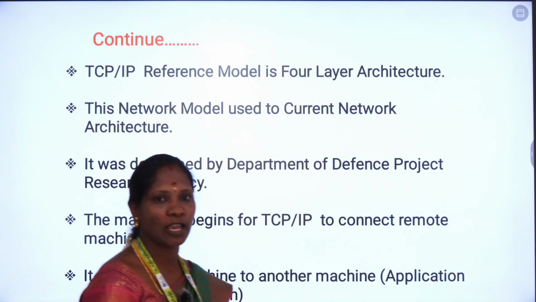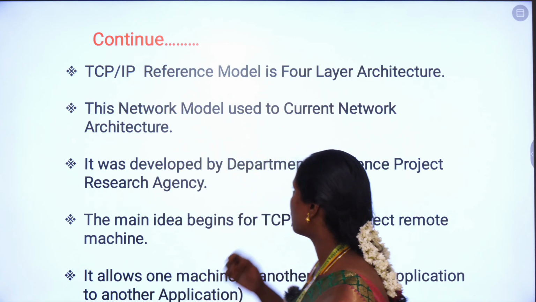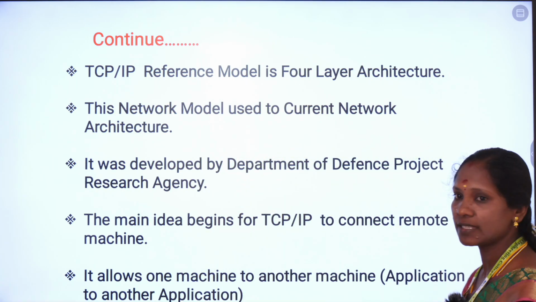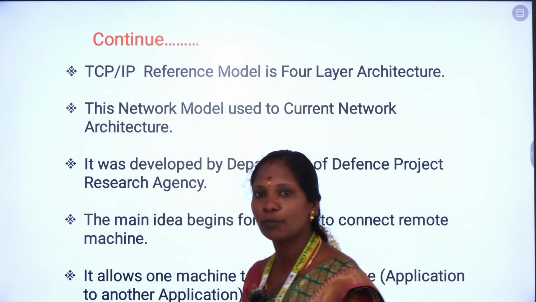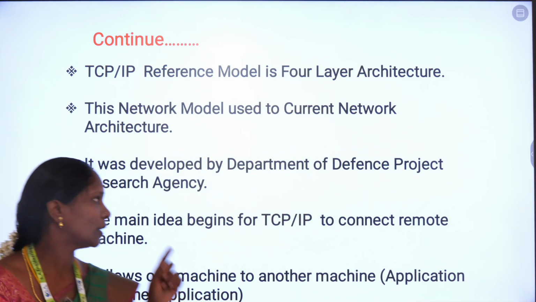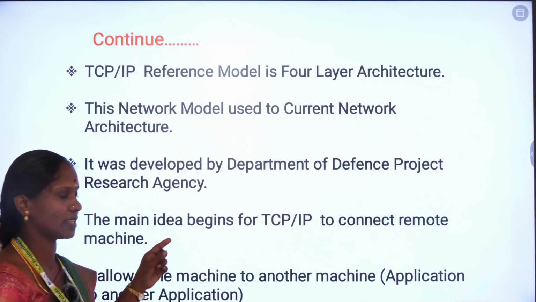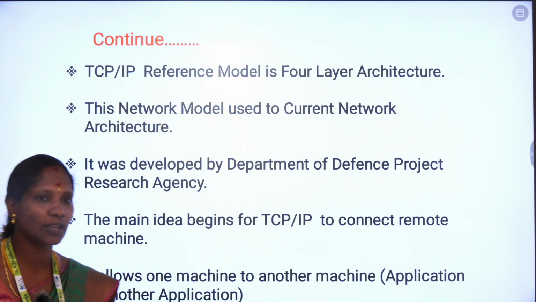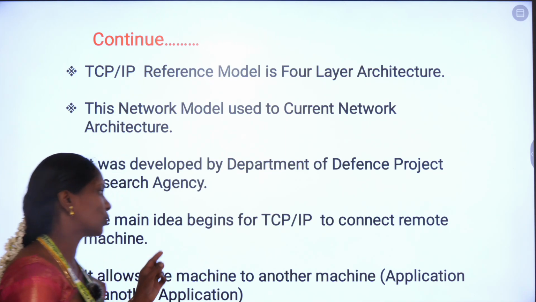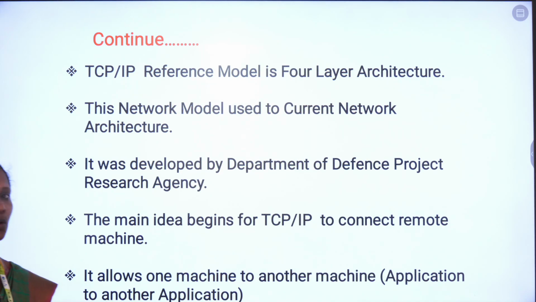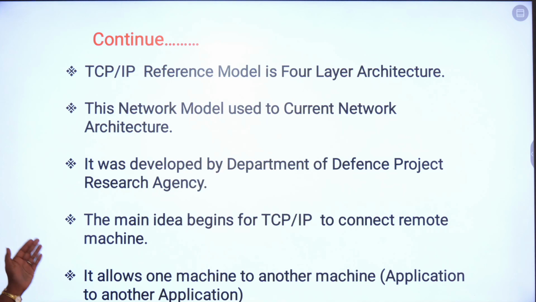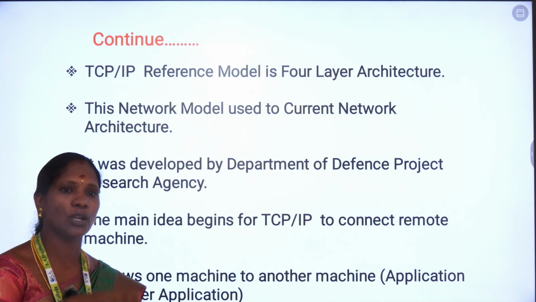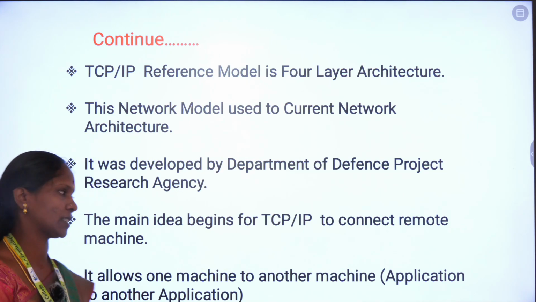Next, the TCP/IP reference model is a 4-layer architecture. This network model is used in current network architecture. It was developed by the Defense Advanced Research Projects Agency of the Department of Defense, and the main idea of the TCP/IP protocol is to connect remote machines, and to allow a number of machines to run more applications.